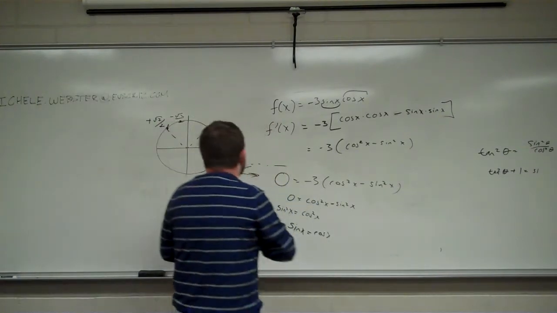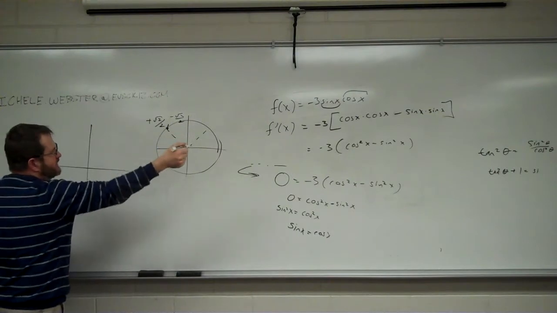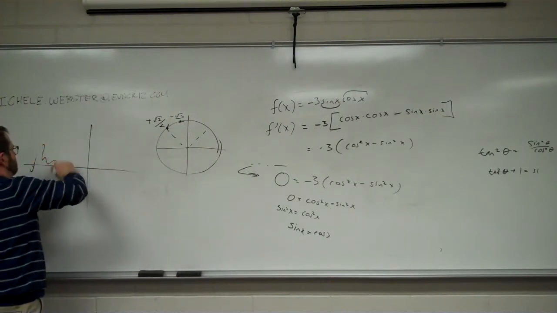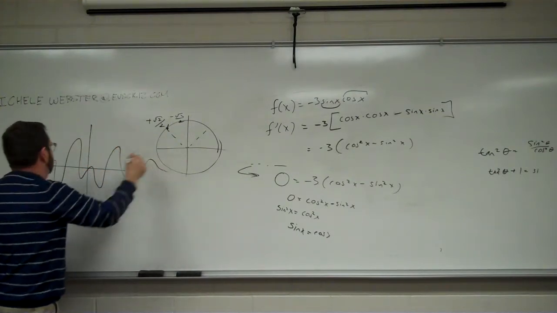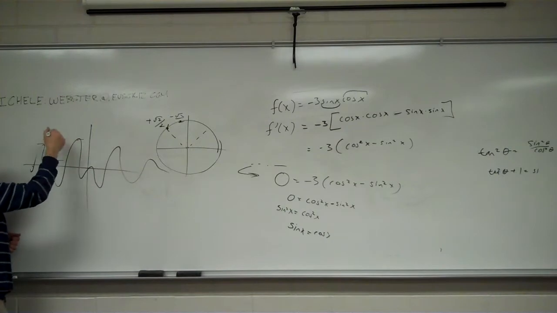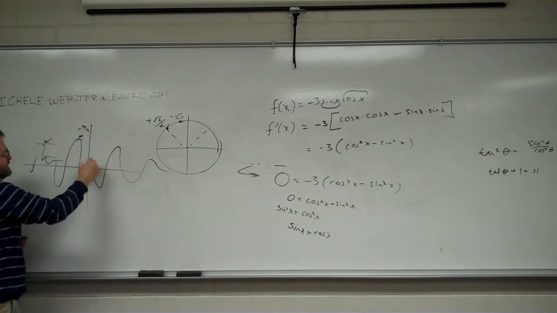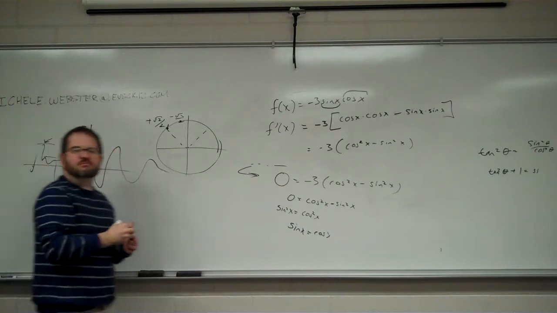All right, but it was this idea that, if we made a graph of this function, negative 3 sine x cosine x, it probably does something like this. Let's do it in radians, so maybe this is negative pi over 4, this is at pi over 4, this is at whatever, okay?